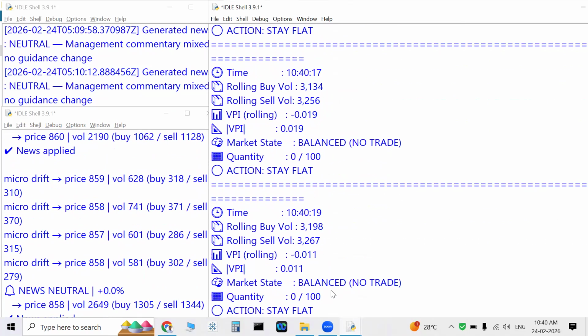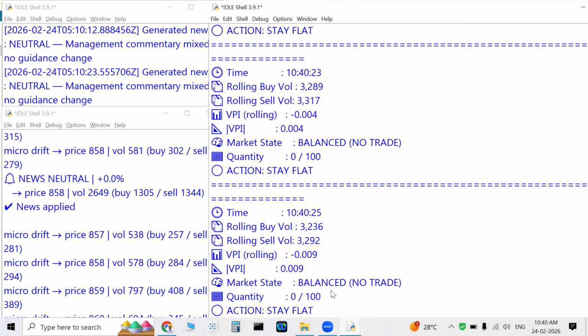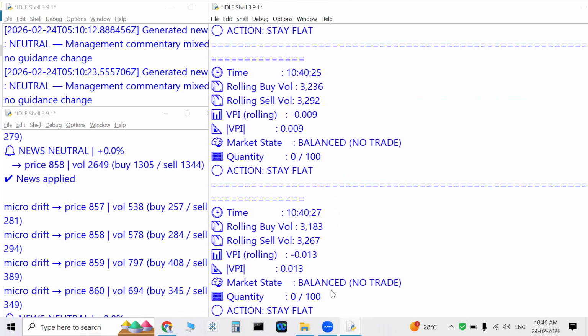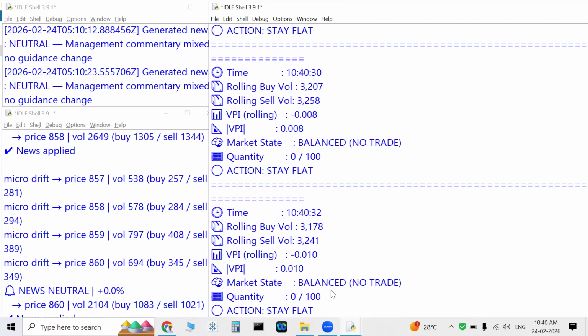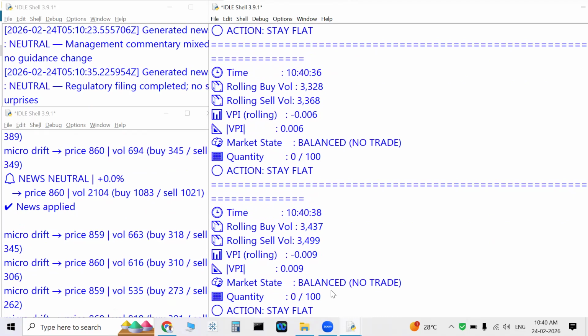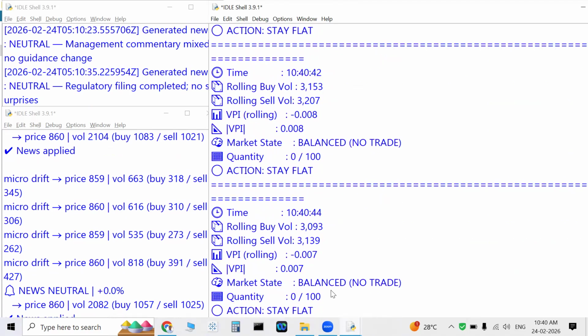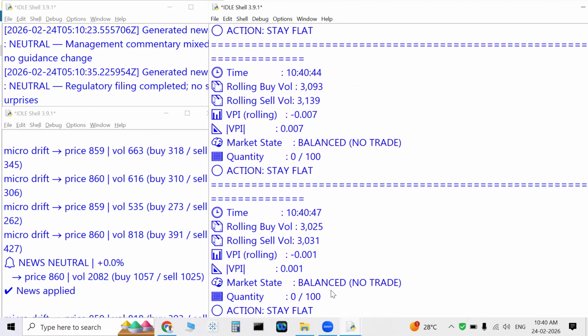So buyer and seller dominance decides the number of quantity to trade. There should be continuous negative, negative, negative or positive news, and only then is the VPI going to spike. Otherwise, the VPI is not going to spike. This will save us from the trading zone. This is a blessing for many, like if you don't want to trade volatility, this is a good blessing.